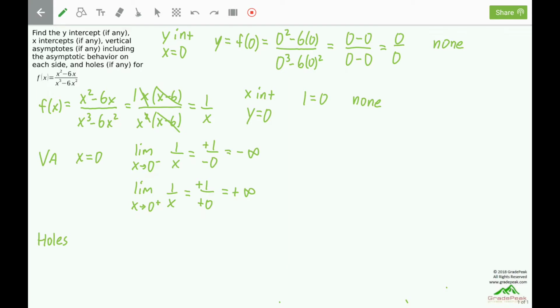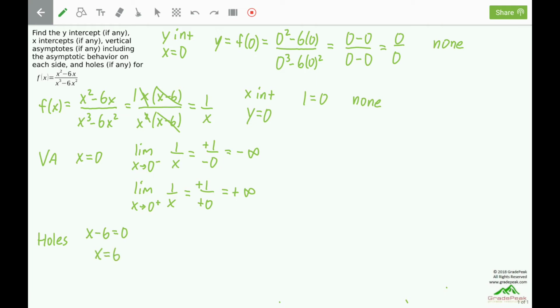Last of all, we want to find any holes. Holes occur for any factors that cancel in the factored version of f of x and fully cancel out of the denominator. Now, x partially canceled, but there was an x that ended up being left over in the denominator, so that means that was a vertical asymptote. But we had an x minus 6 fully cancel out of the denominator. That means that factor will be making a hole. So it's going to occur when that factor that fully canceled out of the denominator is equal to 0. X minus 6 equals 0 solves for x equals 6.